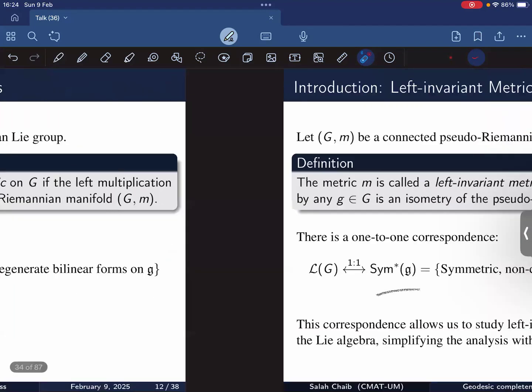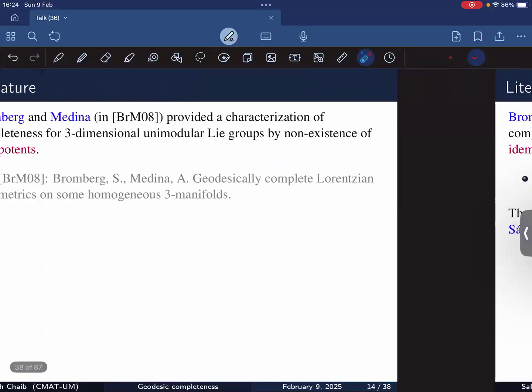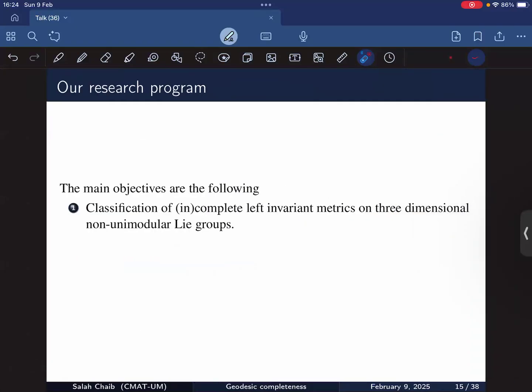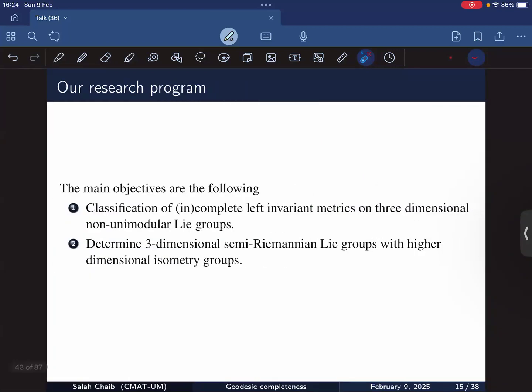And so the first objective of our research program is to make a complete classification of left invariant metrics in terms of completeness for these non-unimodular Lie groups. And the second thing is to determine three-dimensional Lie groups with higher dimensional isometry groups. Usually the translations are isometries, and sometimes we have some extra isometries. In general, the dimension of the isometry group is 3 generically, but we aim to determine the cases where we have extra symmetries, where we have a higher dimensional isometry group.